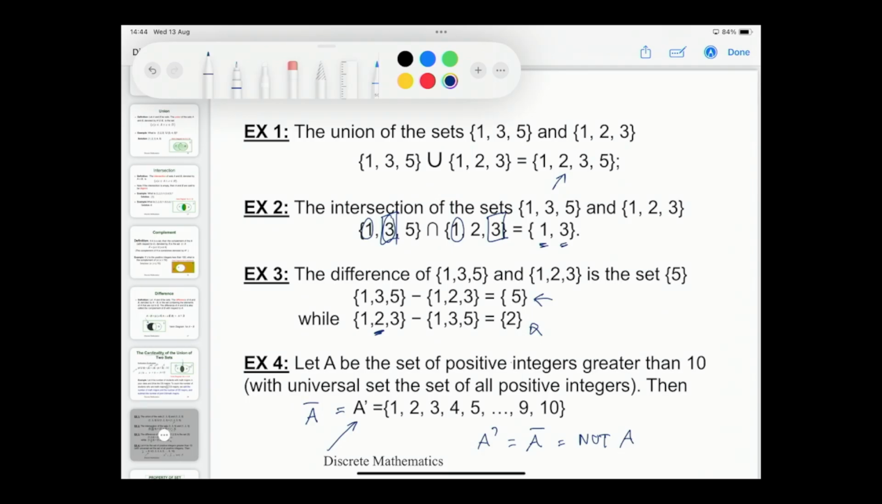When A is the set of positive integers greater than 10, and the universal set is positive integers, then the complement of the set would be the positive integers that are less than 10. Opposite. Not greater than 10, that means less than 10.